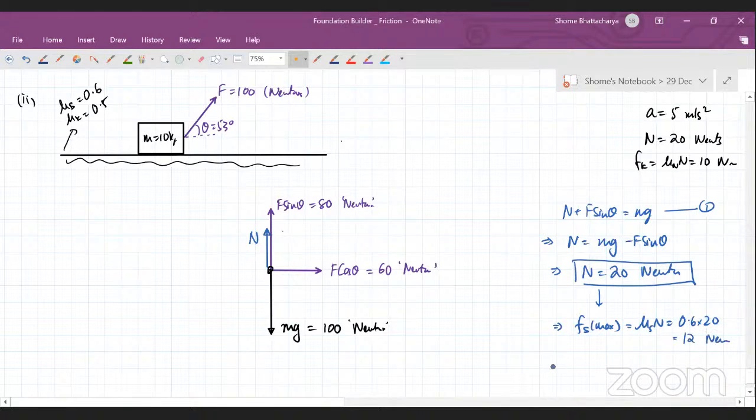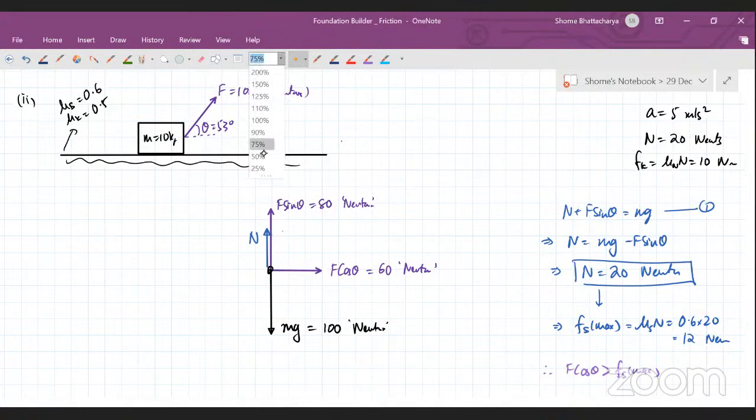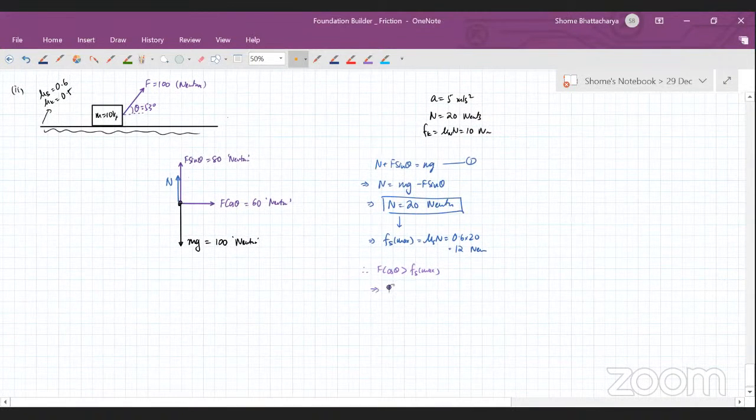Okay. So therefore I can see now that F cos theta is larger than maximum friction. So this is the situation where slipping will occur. This tells me that the block will slip with a non-zero acceleration, and kinetic friction of mu k into N, that is 0.5 into 20, or kinetic friction of 10 newtons will act on it.